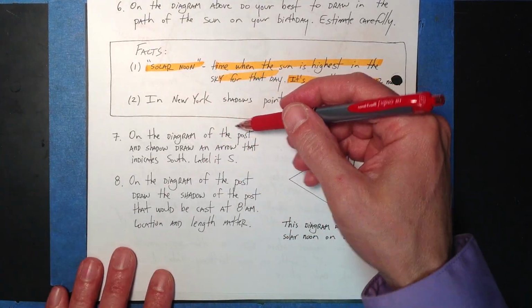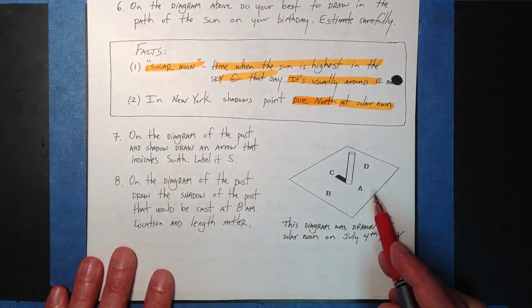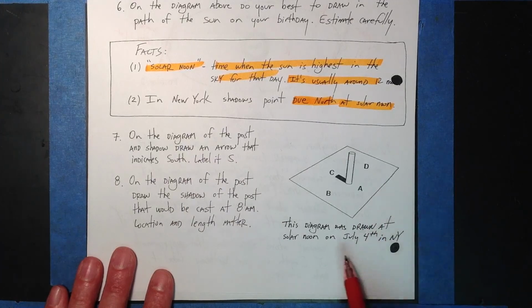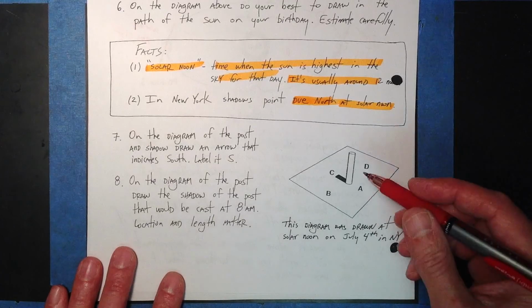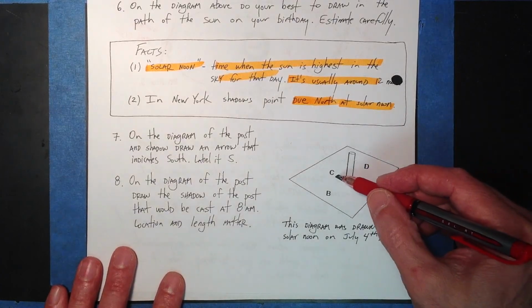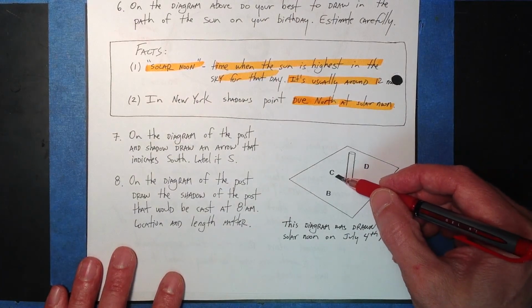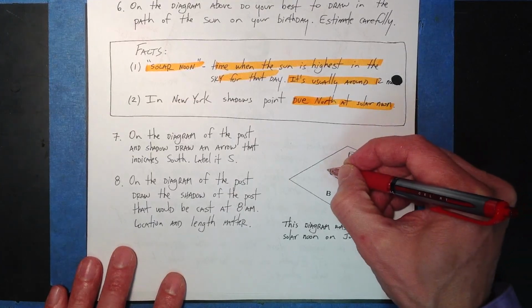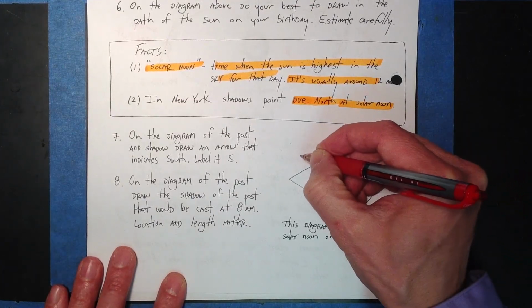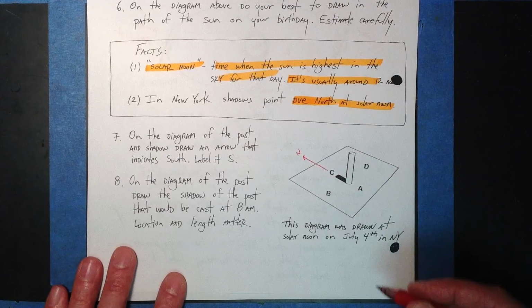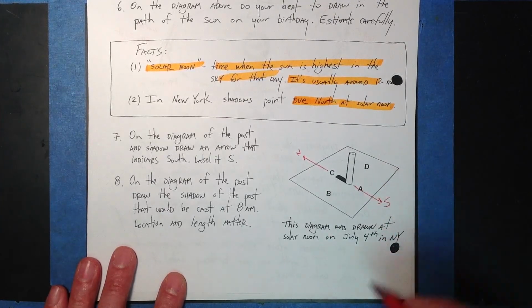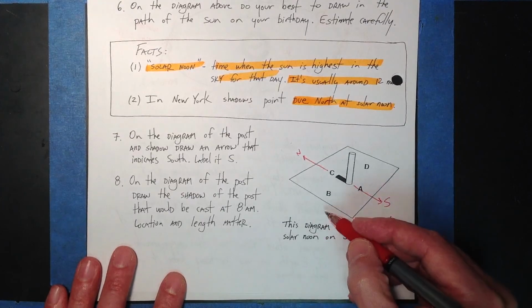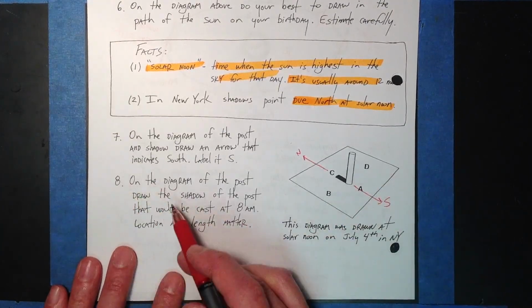On the diagram of the post and shadow, draw an arrow that indicates south, and label it south. This is key. This diagram was drawn at solar noon on July 4th. So we got to know, at solar noon, this shadow is due north. So then I know this way is north. Therefore, opposite that, this way will be south. That's what question 7 asks, south.